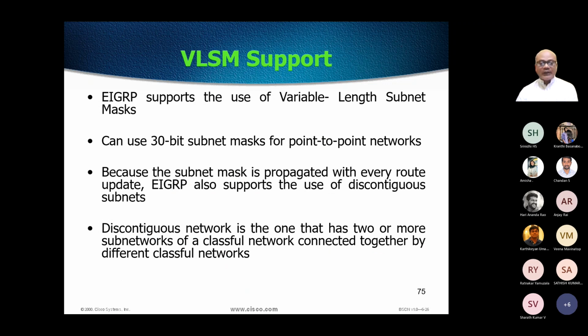Okay, it also supports VLSM. It can be used up to a 30-bit subnet mask for point-to-point networks. Because the subnet mask is propagated with every route, EIGRP supports discontiguous subnets also. If it is a different subnet with different VLSM values, it is going to support that. That is a very good feature available here. A discontiguous network is one that has two or more subnetworks of a classful network connected together by different classes. It supports classful and classless also. Maybe you have connected a lot of subnets in your organization, different departments with different VLSM values, and EIGRP is going to support that.